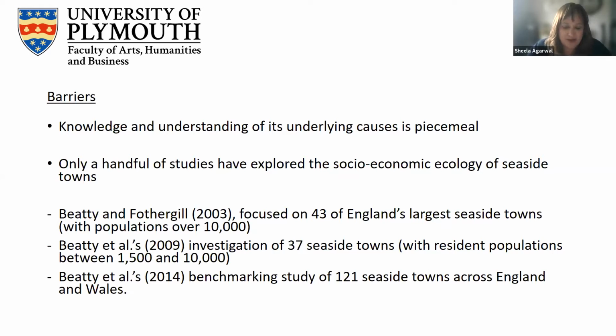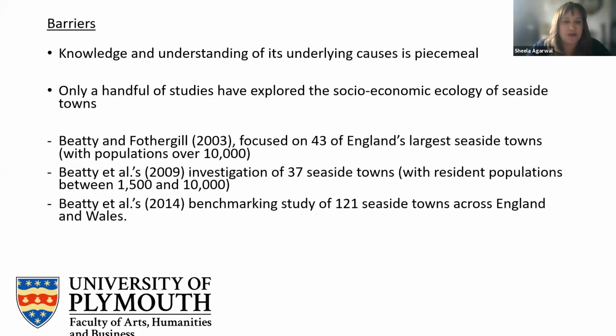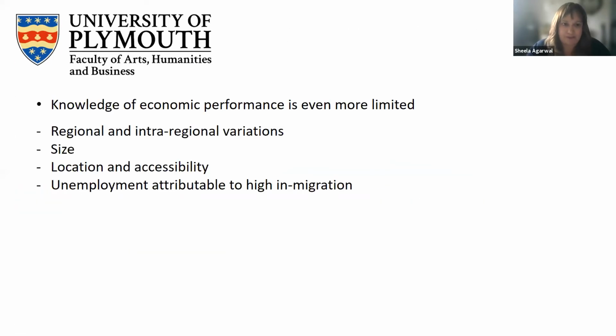Knowledge is even more limited in thinking about the economic performance of these localities. In terms of what we know, the existing evidence points to the fact that there are regional and interregional variations in economic performance. Size was also not an issue, but these studies pointed to the fact that location and accessibility, as we know, peripherality, are. Beatty and Fothergill found that poor economic performance as expressed by unemployment was not so much attributed to local economic factors, but rather to high immigration.